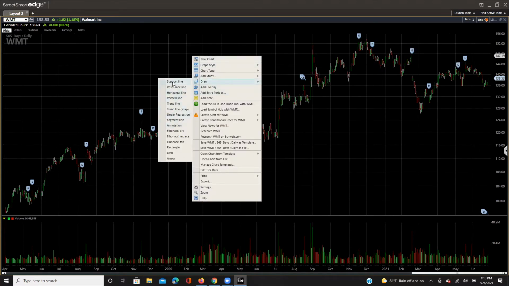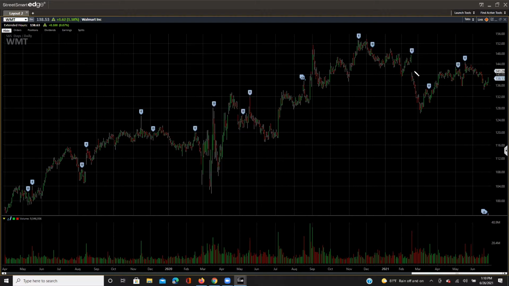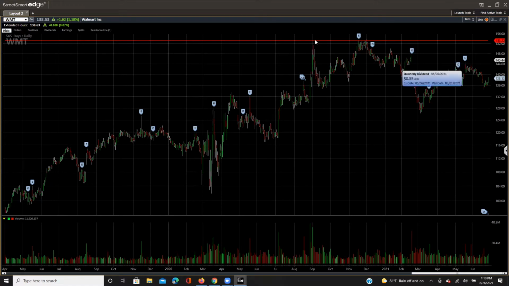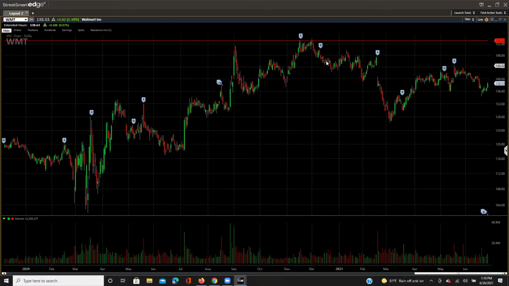Those are known as. But what we would want to do is identify the highest point, and we would put a resistance level over here. A resistance level basically tells us where price has topped out and there was more supply than demand. So remember, that's what moves price: supply and demand. If there's more buyers than sellers, price will go higher. And if there's more sellers than buyers, then price will go lower.